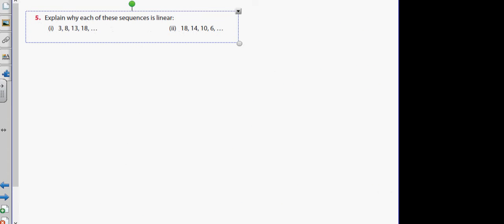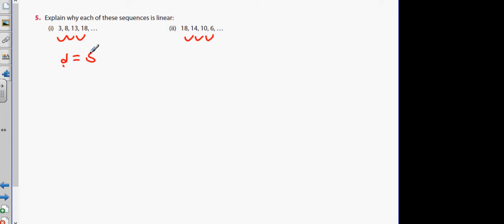Explain why each of these sequences is linear. Can anybody in the class explain why these are linear? Okay, take that as a no. A linear sequence is a sequence with the same gap between each one. So what's the gap between all of these? 5. It's a linear sequence because it has a consistent number or gap between each term.